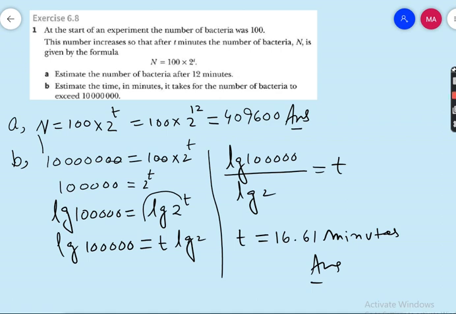So what was part B? Estimate the time in minutes it takes for the number of bacteria to exceed 10,000. So after 16.61 minutes, the number of bacteria exceeds 10,000. This is the answer of part B. Question 1 has finished. Come to question number 2.